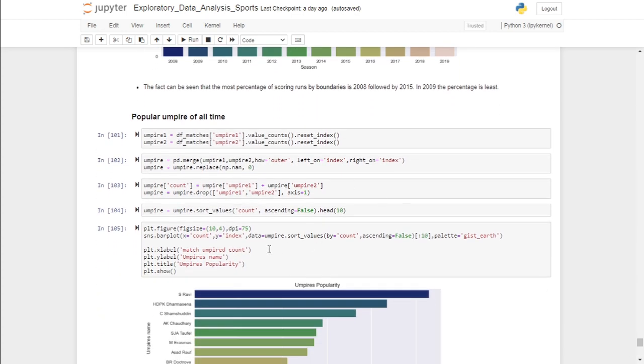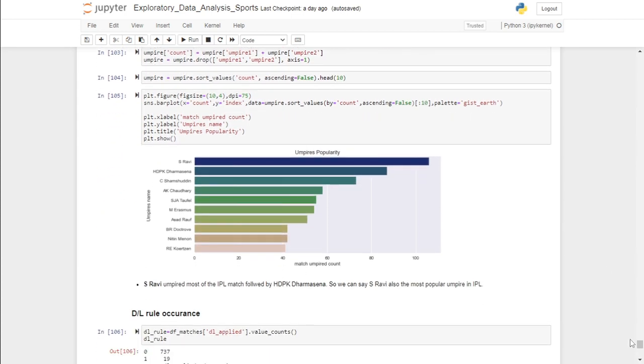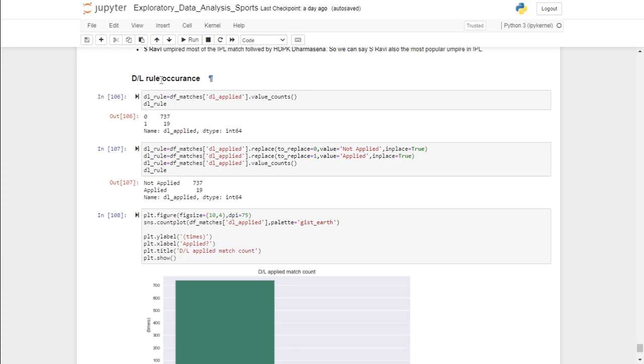And in case of umpires, you can see that S Ravi umpired the most matches, with greater than 100 matches. And the next is Dharmasena, and then Shamshuddin. And the Duckworth-Lewis rule was applied in only 19 matches, and the matches that got a result without the Duckworth-Lewis rule number 737.